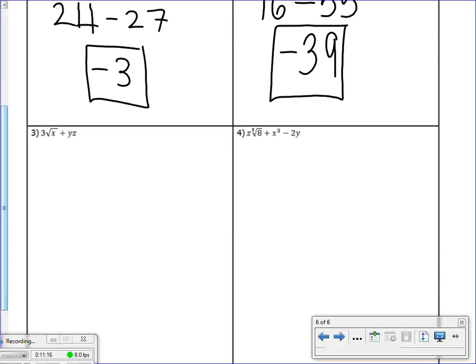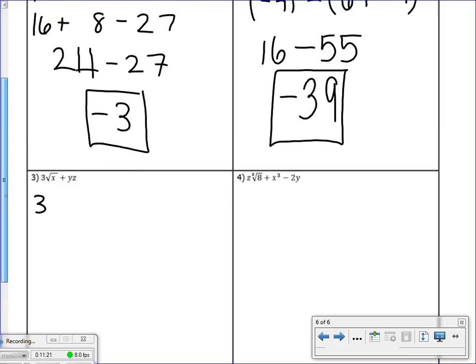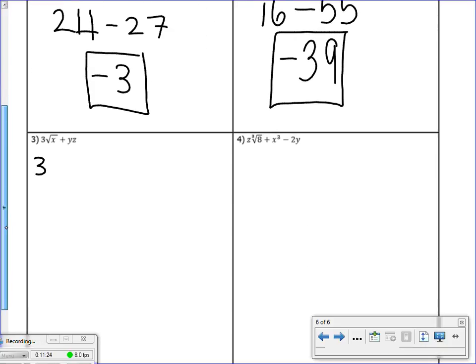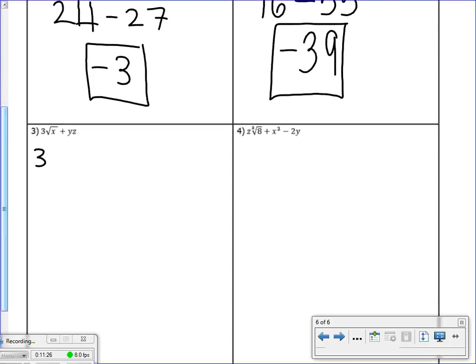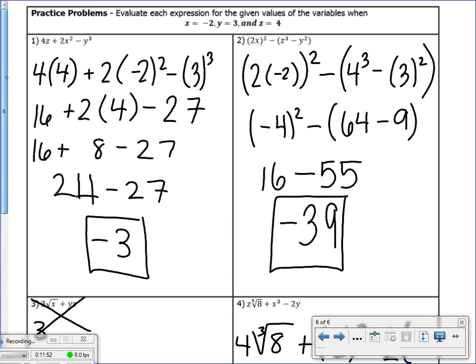Number 3, for x, we are plugging in -2. This is not a good example for Algebra 1, so we're going to cross this one out. And let's jump to number 4. Number 4, we have 4 for z, cube root 8, plus -2 cubed minus 2 times, I forget what y was, so I'm going to scroll back up here. y was 3.